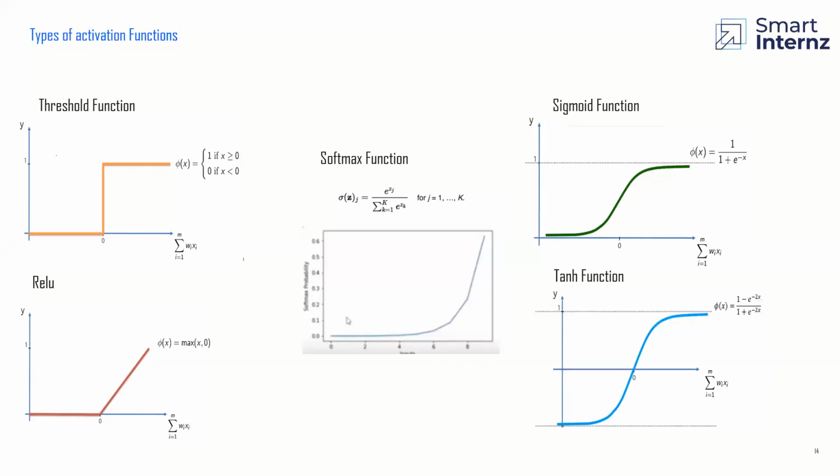The threshold function basically comes under linear functions. The sigmoid function is a non-linear function. For non-linear data, we basically deal with the sigmoid function.